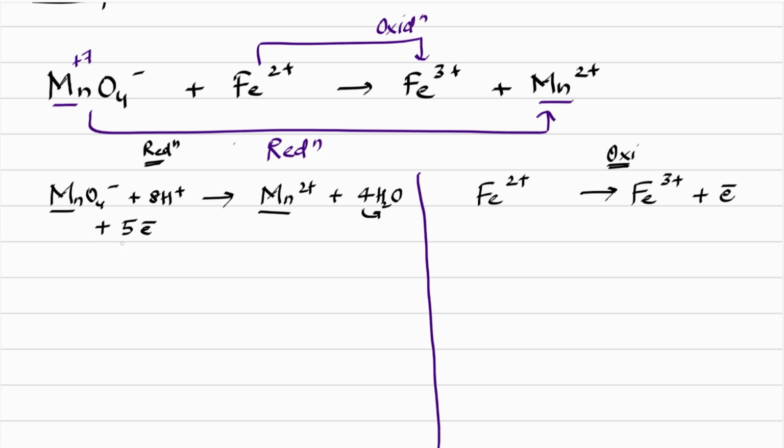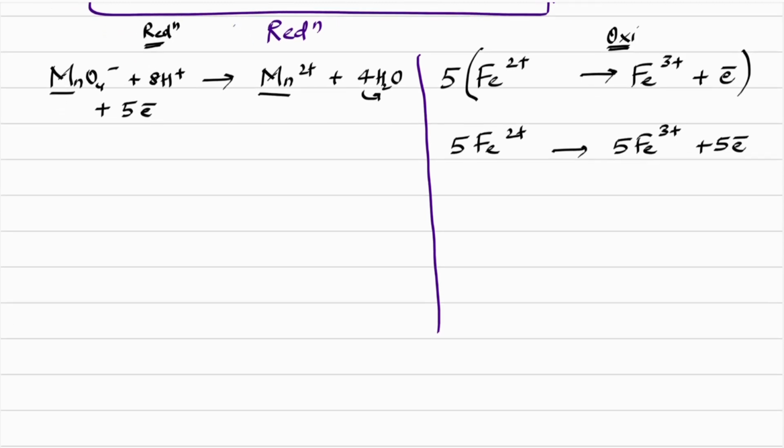So here in the reduction half reaction, we have 5 electrons, and on the product side, on the oxidation half reaction, we have only 1 electron. So if we multiply this whole equation by 5, we can make sure that the electrons are 5 in the oxidation half reaction. So this equation now becomes 5 ferrous ions giving you 5 ferric ions and 5 electrons. Now electrons are same in both half reactions. After this, we add the 2 reactions.